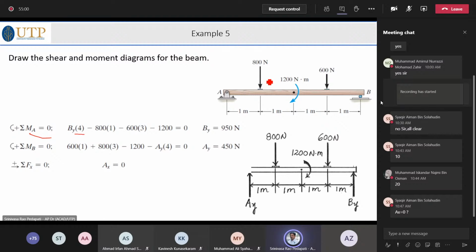is anti-clockwise, minus 800 times 1 meter, minus 600 times 3 meters, and 1200 Newton, because it's already a moment, there is no distance, this is a moment. So therefore you get BY.